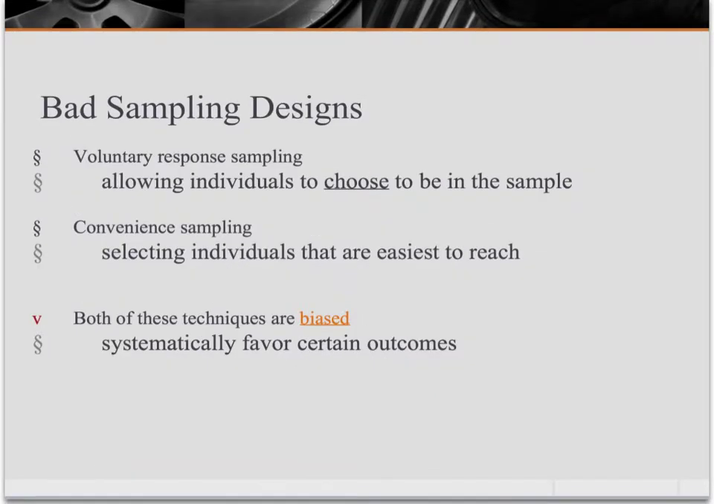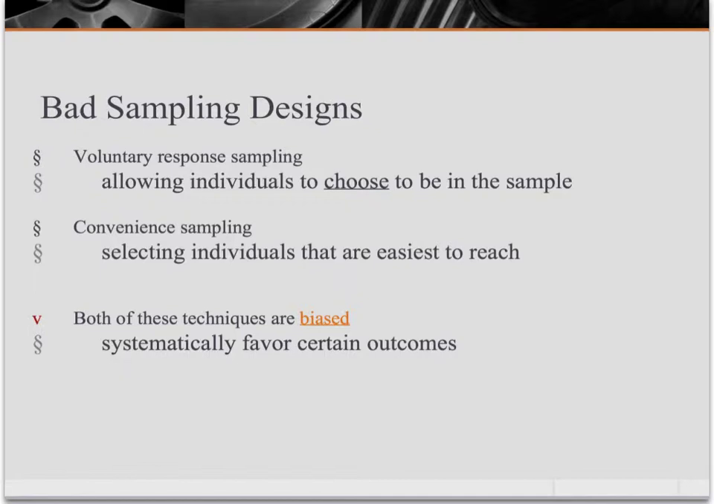So there's some really bad sampling designs you can do, and they're out there and you see them everywhere. One of them is what we call voluntary response sampling. So you allow individuals to choose to be in the sample or not. So you could maybe have a website where only the people who go to that website and choose to click on the thing are included in the sample. There's a lot of bias in that.